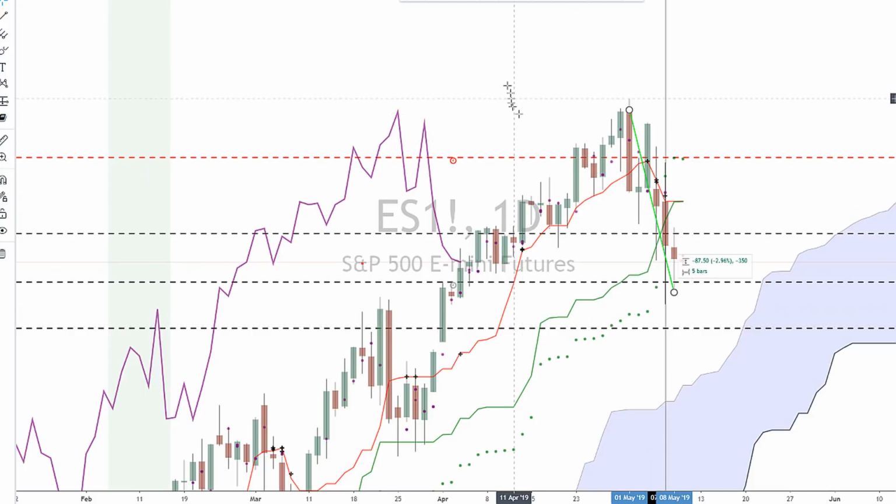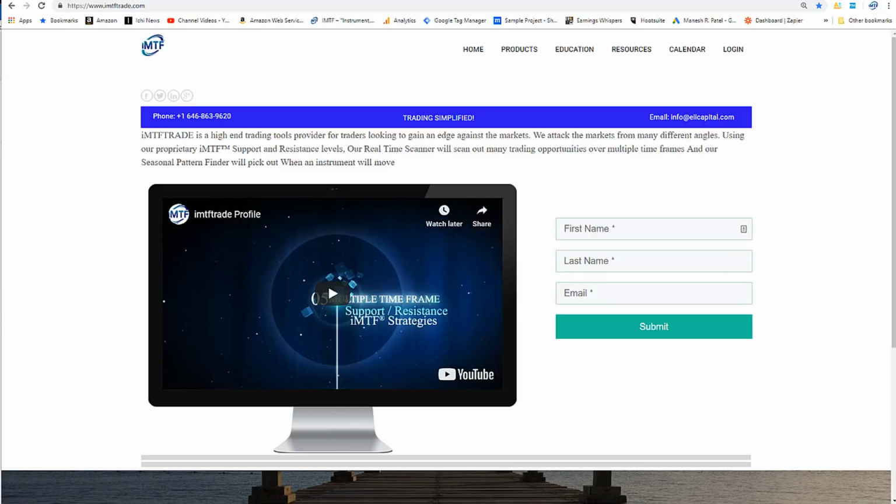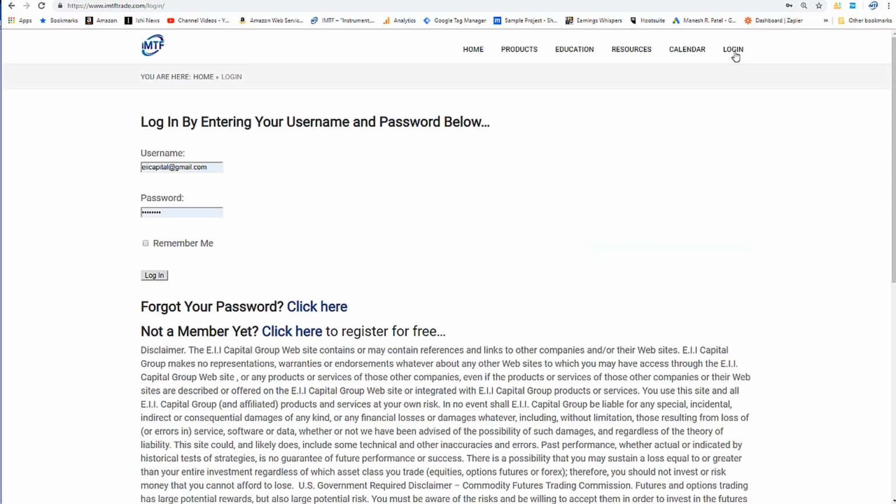Okay, so now let's show you exactly how to find bullish stocks with high probability. So here's our website, imtftrade.com. If you need to get a hold of us, here's our phone number and email here. First thing you need to do is log in. If you haven't logged in, it's free to register. And believe it or not, you get a lot of things for free. And I'll show you that in just a moment.